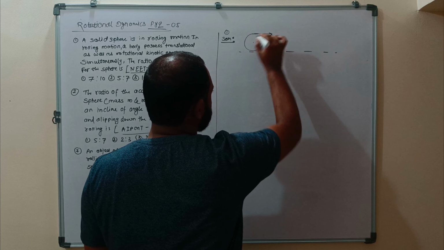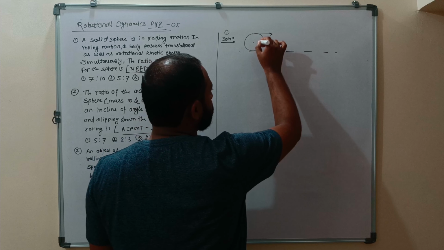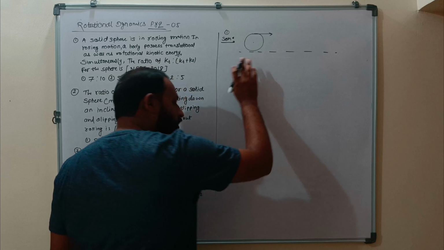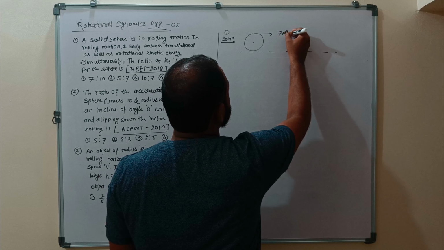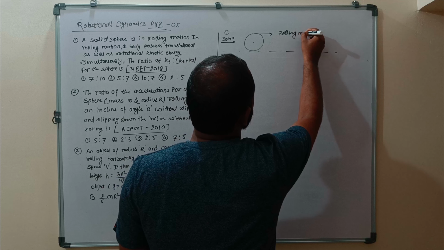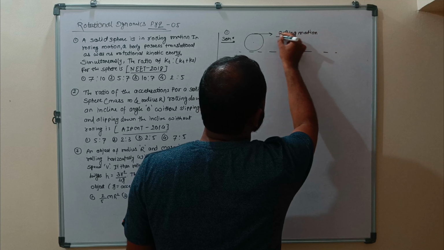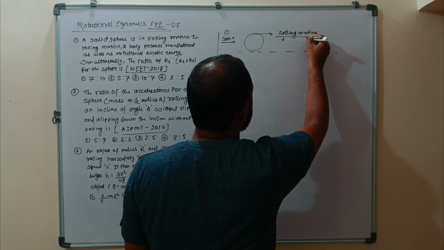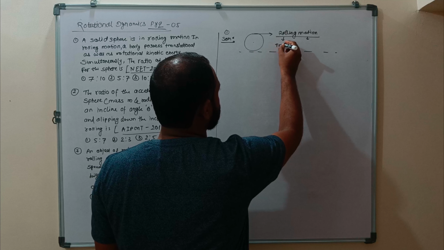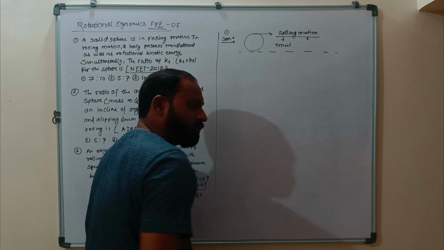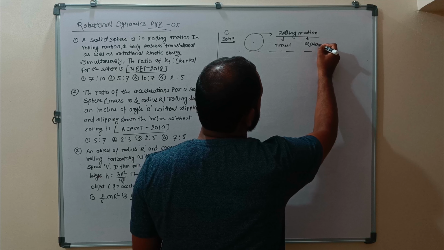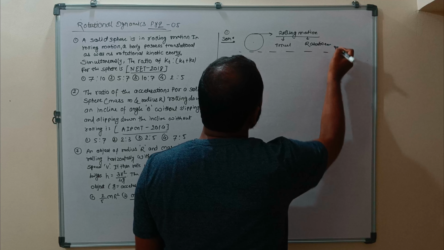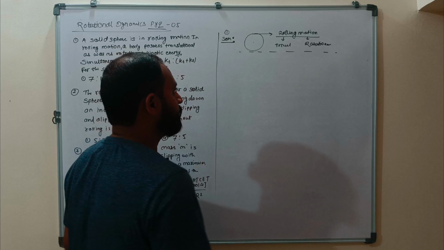Rotational plus translational: that is the concept of rolling motion. In rolling motion, the body or object performs 2 types of motion. The first one is translational, where the body is moving forward, and the second one is rotational. Therefore, the body has 2 types of kinetic energy.